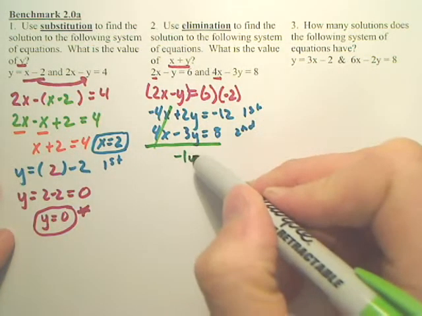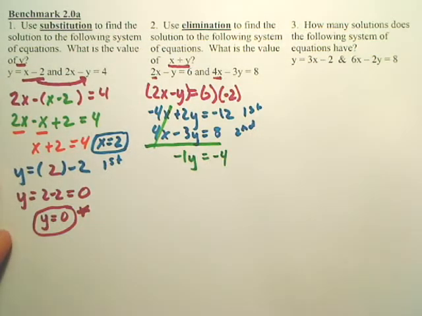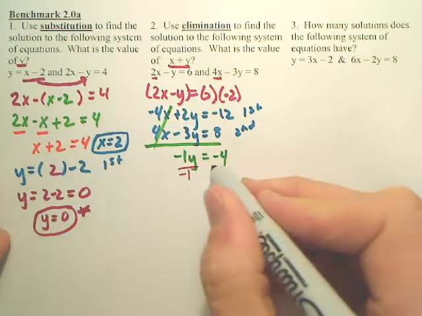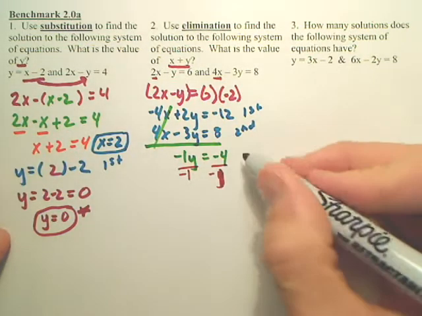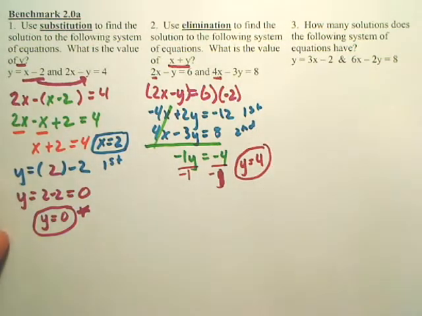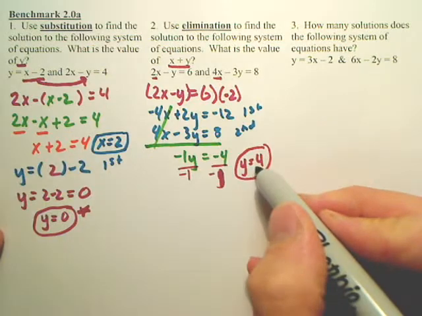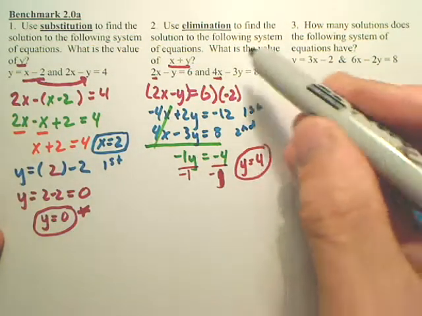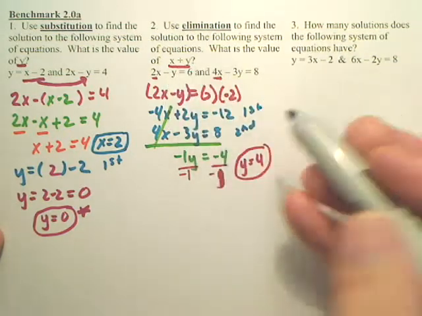This gives us negative 1y, and that looks like it gives us negative 4. If we divide by negative 1, we get y equals 4. There's half my answer. Y is positive 4. So what I'm going to do now is take that 4 and plug it into either of the originals, most likely. It doesn't really matter. I like the first one.